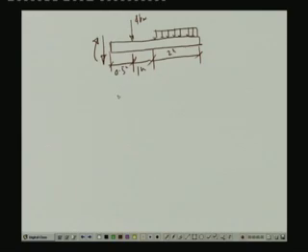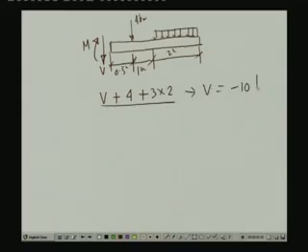Now, if we take the summation of the vertical forces, then V plus 4 kilonewton plus 3 into 2, which is the distributed loading, gives us a value of V equal to minus 10 kilonewton. The negative sign indicates that it is acting in the opposite direction to what we have assumed.